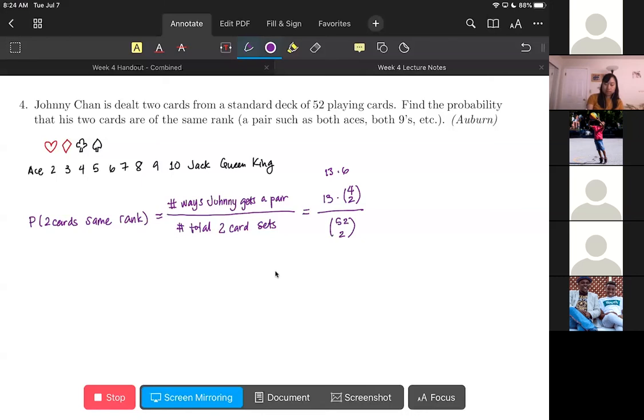Why 4 choose 2? Because we have 4 different suits, and we need to account for every pair. Let's call these H for heart, diamond, club, and spade. So we can have heart-diamond, heart-club, heart-spade, diamond-club, diamond-spade, or club-spade. And so there's 6. Or you can say there's 4 suits and we need to choose 2.